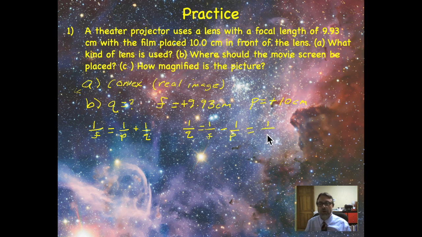So I have 1 over 9.93 minus 1 over 10. If I do this, I get 1 divided by 9.93, enter, minus 0.1, enter. I get a really tiny number. This works out to be 0.0000705 or so. Now, it's a really tiny number because I haven't solved for q yet. This is equal to 1 over q.